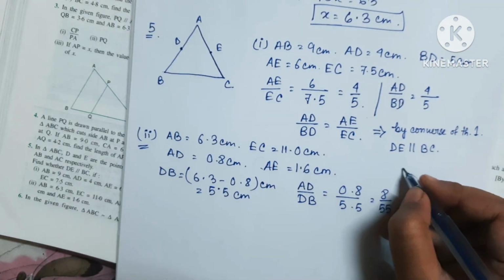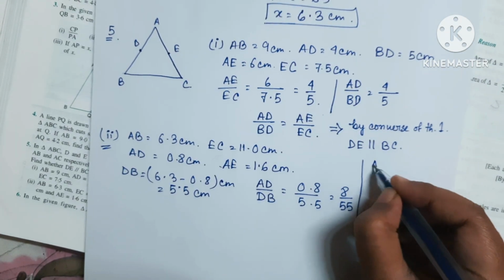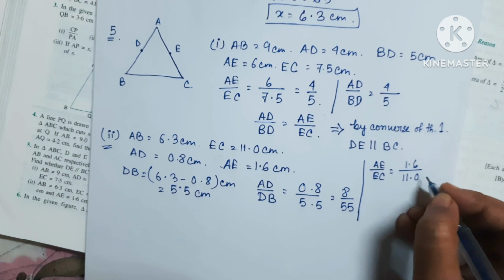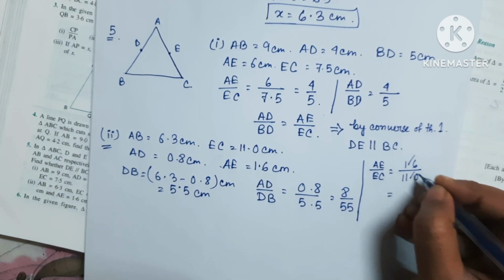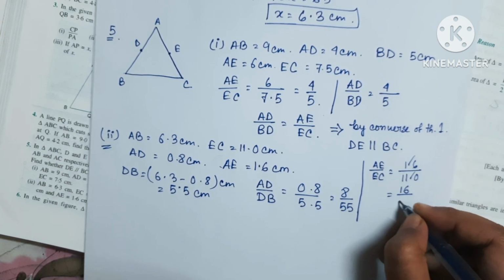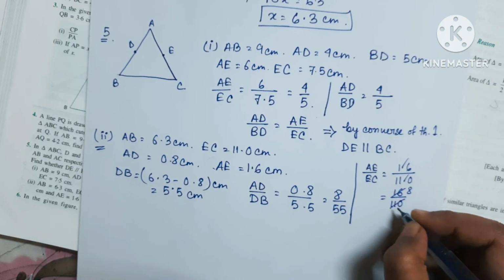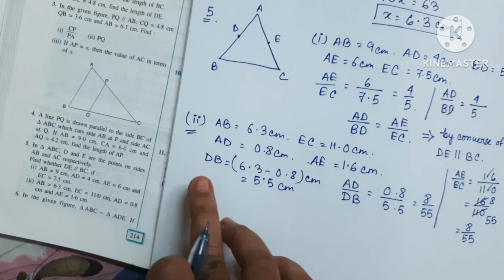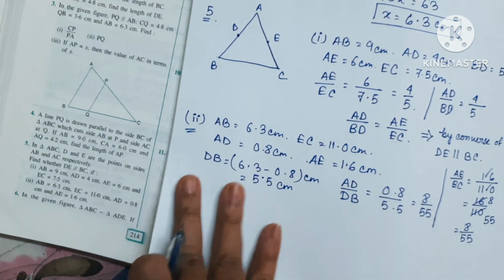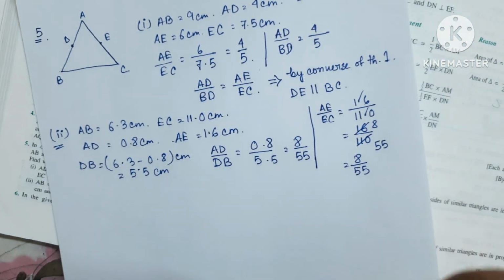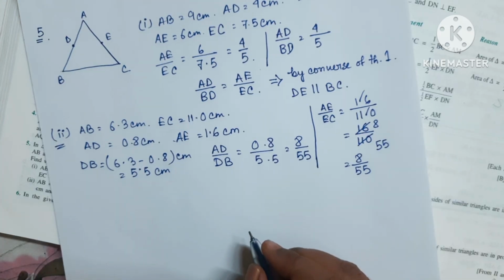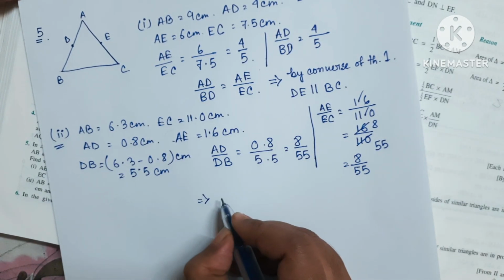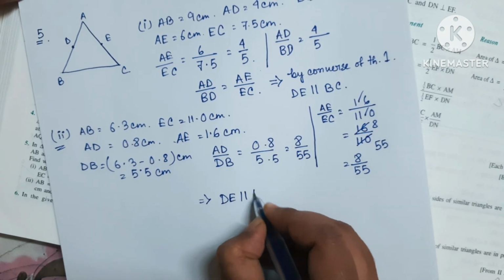Now AE by EC, do it differently. AE by EC is 1.6 by 11.0, that is 16 by 110. So it is also 8 by 55. So here also AD by DB is equal to AE by EC. For the same reason, by converse of theorem 1, you can write DE is parallel to BC.